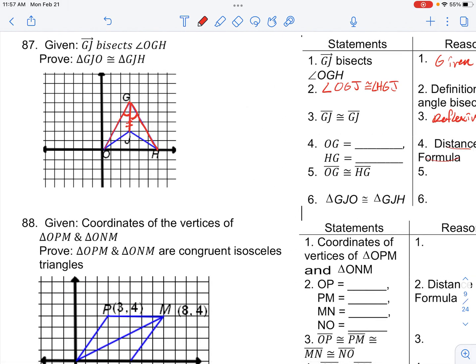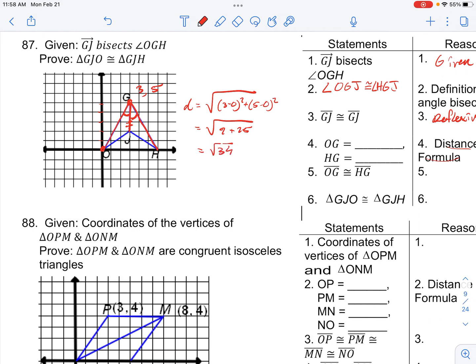Then, from the distance formula, we have that OG is equal to some number. So that would be using the coordinate grid. Our distance is from this point, which is at the origin, to this point G, which is at 3, 5. So this distance would be the square root of 3 minus 0 squared plus 5 minus 0 squared, which is the square root of 9 plus 25, giving us square root of 34.